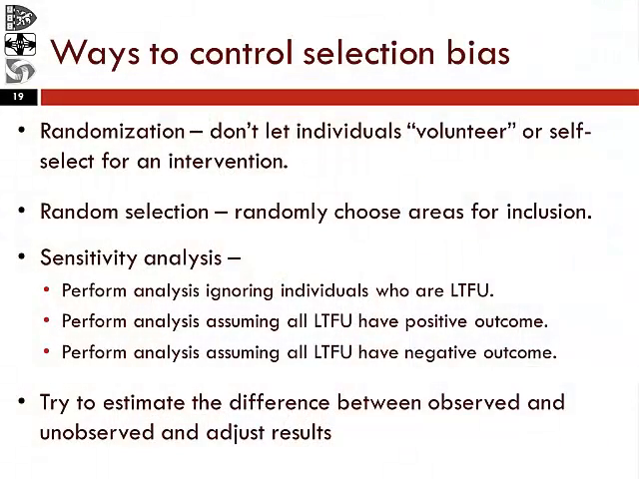But the question is, what can you do to control for selection bias? So what can you do to prevent it? Or if you have it, what can you do to help you interpret results? So one thing you can do is randomization. So this is particularly if you have an intervention study. So don't let people volunteer. You actually have a group of people and you say, you will get the intervention, you will not.